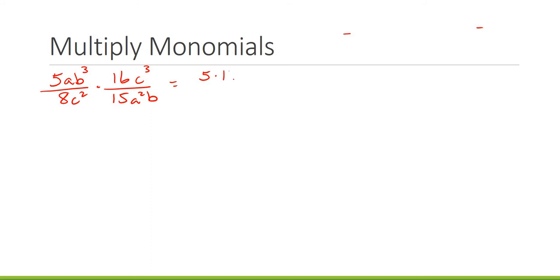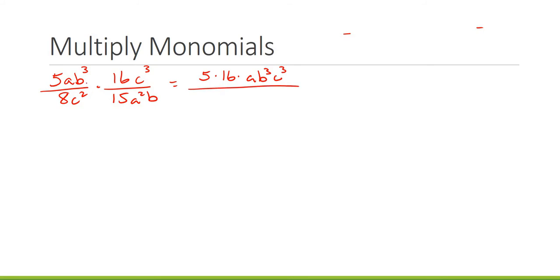So now we're going to add some variables to this and do the same thing. 5ab cubed over 8c squared times 16c cubed over 15a squared b. So again, a couple ways to look at this. I'm going to start to look for simple numbers that will cancel. I'm going to multiply the top, but leave it in factored form. 5 times 16 times ab cubed c cubed.